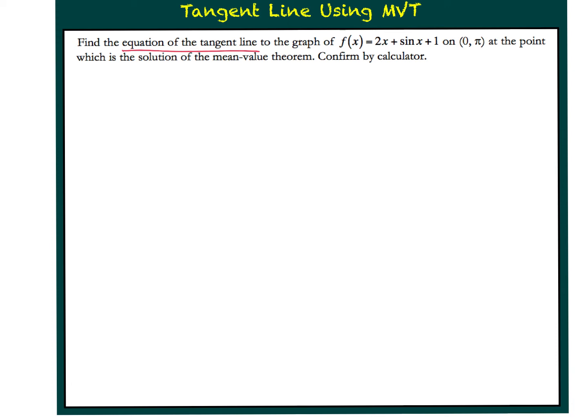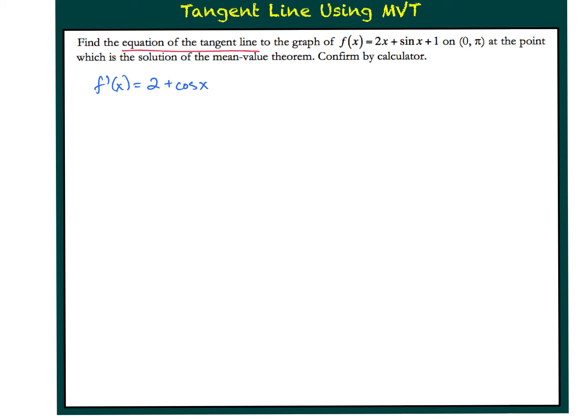So, what's the mean value theorem? Algebra slope is equal to calculus slope. So, let's take a derivative, the calculus slope. What is f prime? What's the derivative of 2x? 2. What's the derivative of sine? Cosine. What's the derivative of 1? 0. So I got 2 plus cosine. That's my derivative. That's my calculus slope.